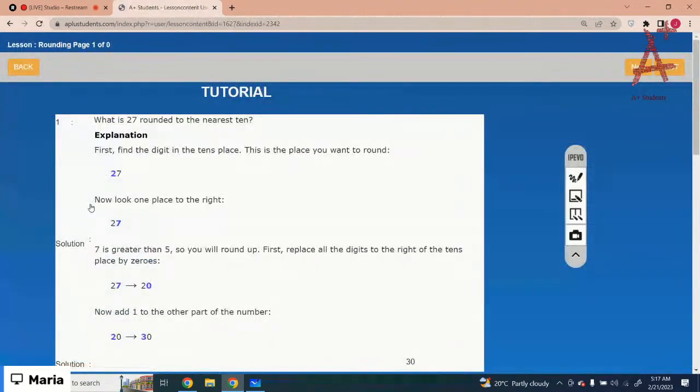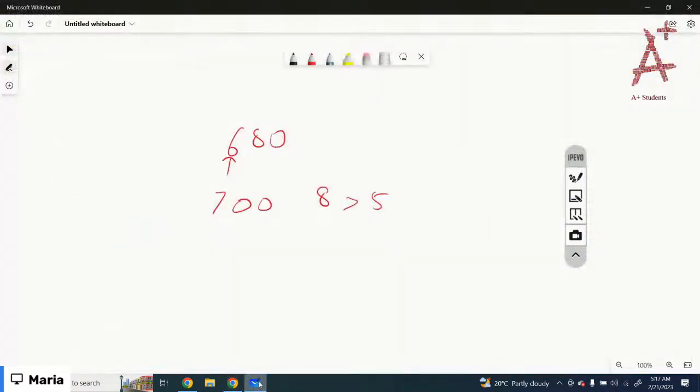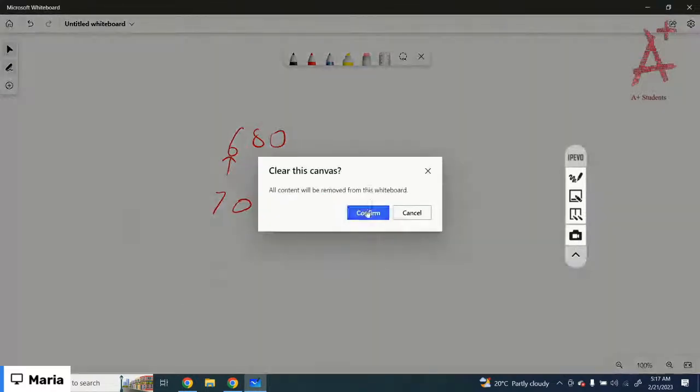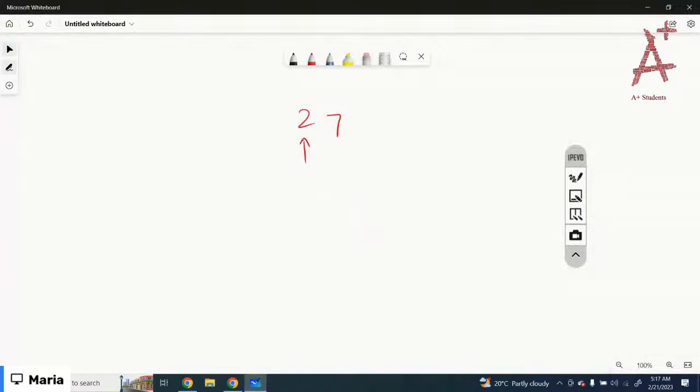Okay, what is 27 rounded to the nearest 10? You have to round off 27. So the digit that is at the tens position is, 2 is at the tens position. Got it? So the digit that is at the right hand side, we have 7. You have to compare this digit to 5. So 7 is greater than 5 or less than 5?